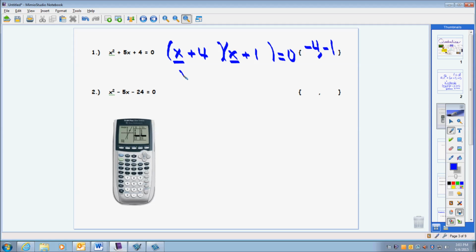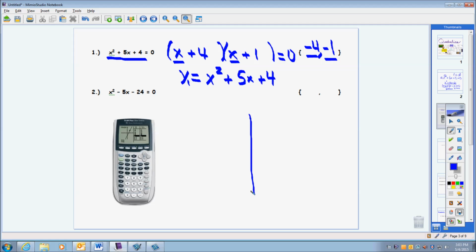What I want you to do is go to y1, the y equals key right there on your calculator, and type this whole thing in right here: x squared plus 5x plus 4. So put the whole thing in. And then please hit the graph key, and you're looking for the two x-intercepts. I bet if you do this right, these are the two x-intercepts.